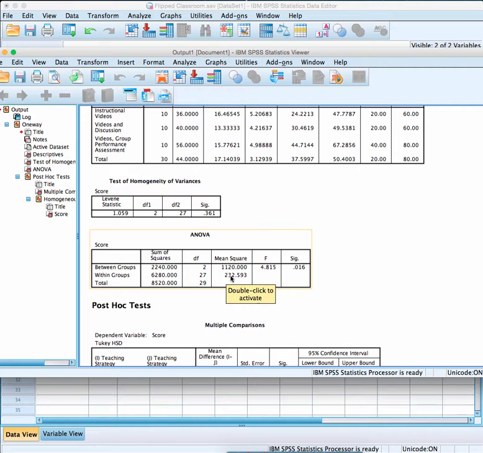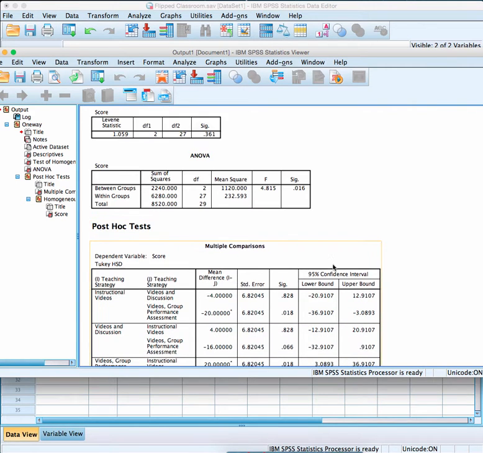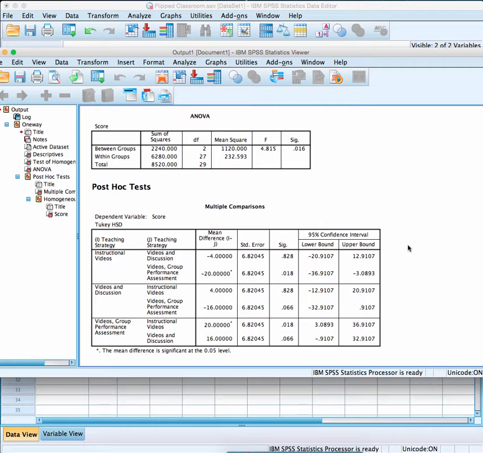So if I divide 232.593 into 1,120, I get 4.815, and this is my F ratio. And this result is significant if we're using a 0.05 alpha level. Now, so we know the groups are significantly different, or at least 2 groups are significantly different. We don't know if all 3 groups are significantly different or not, and we don't know which groups differ. So we can come down here and we can look at our post hoc tests.